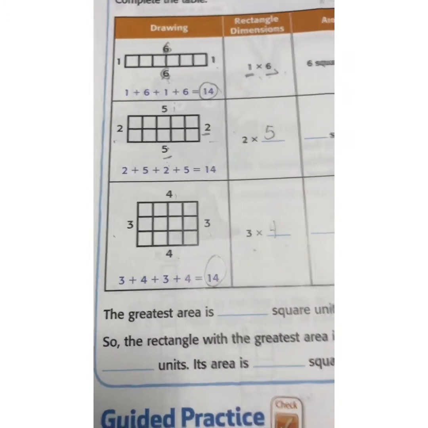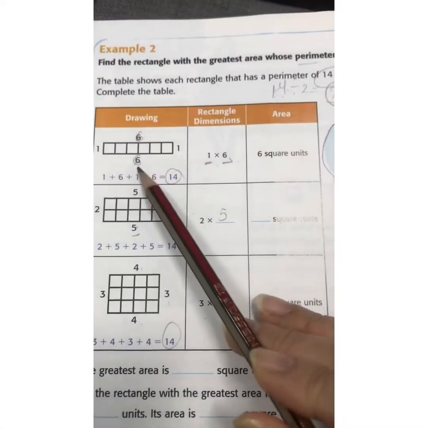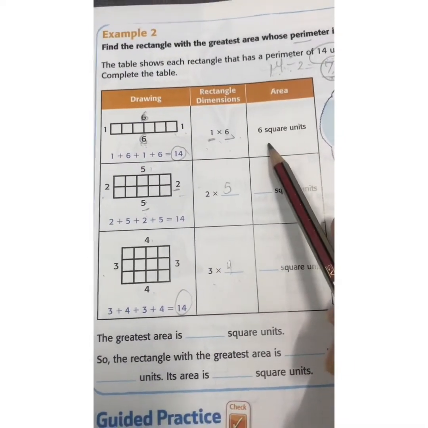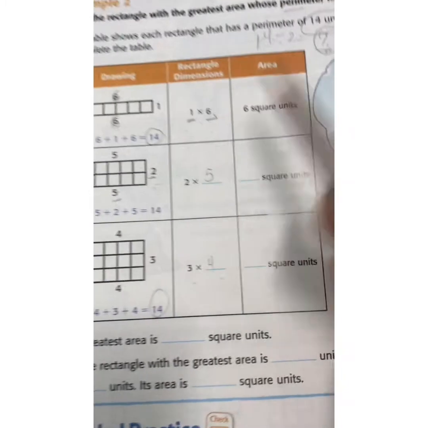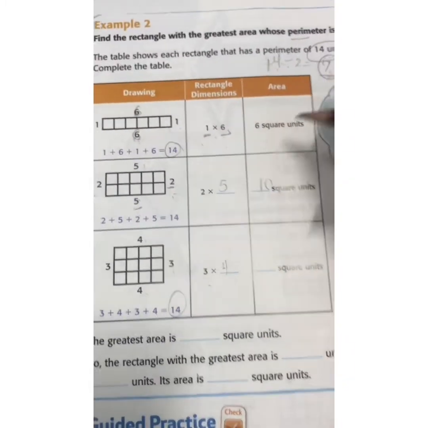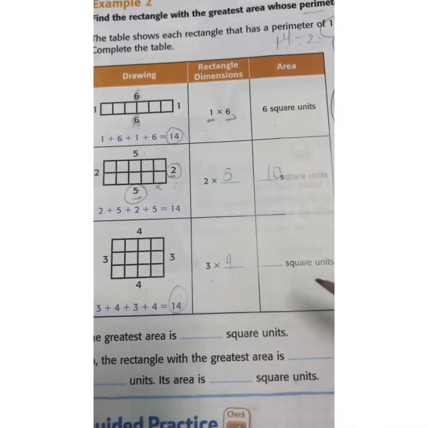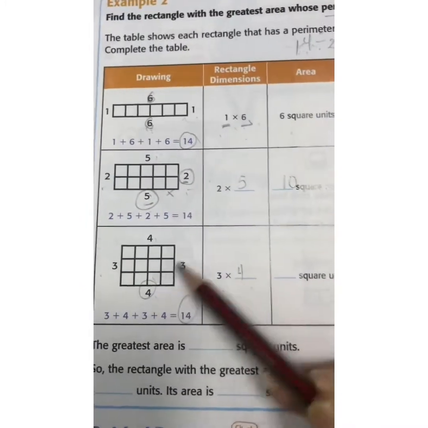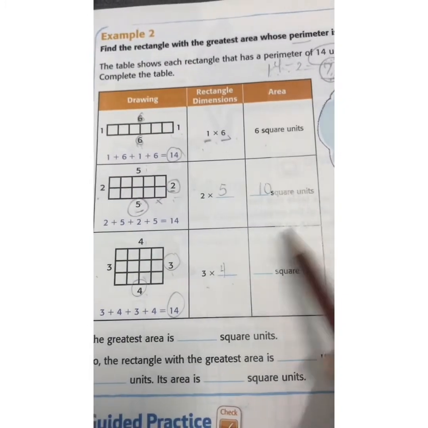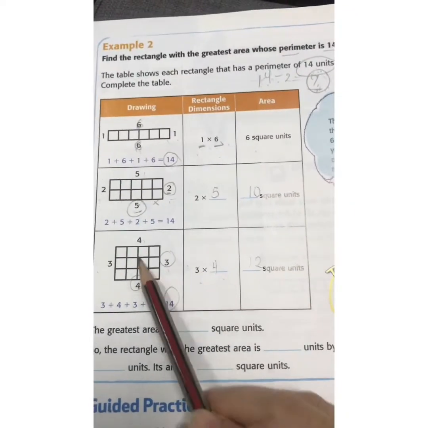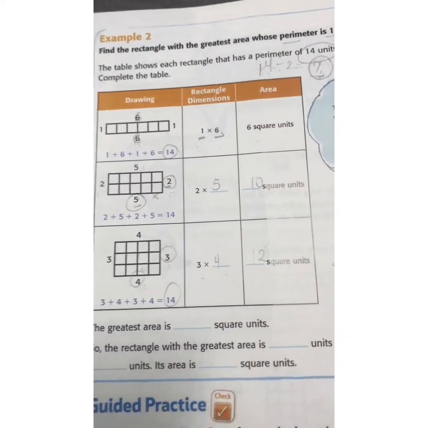Now after that, in getting the area, just multiply one length and one width. 1 times 6, 6. 5 times 2, the area is 10. Because when we are getting the area, we just get one length and one width. And this one, one length and one width. This is for area, okay? 4 times 3 will get 12. So this is how perimeter and area are related to each other.